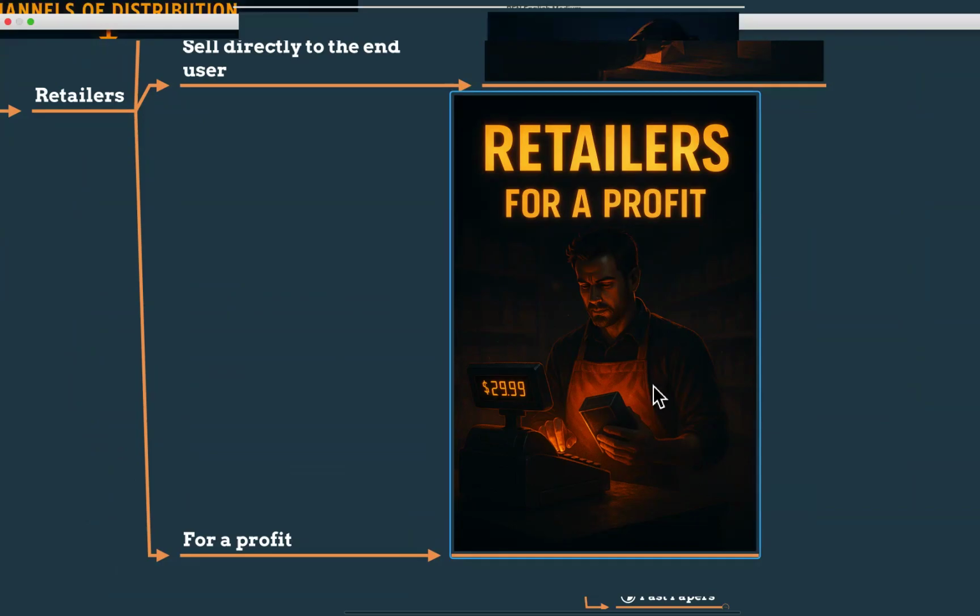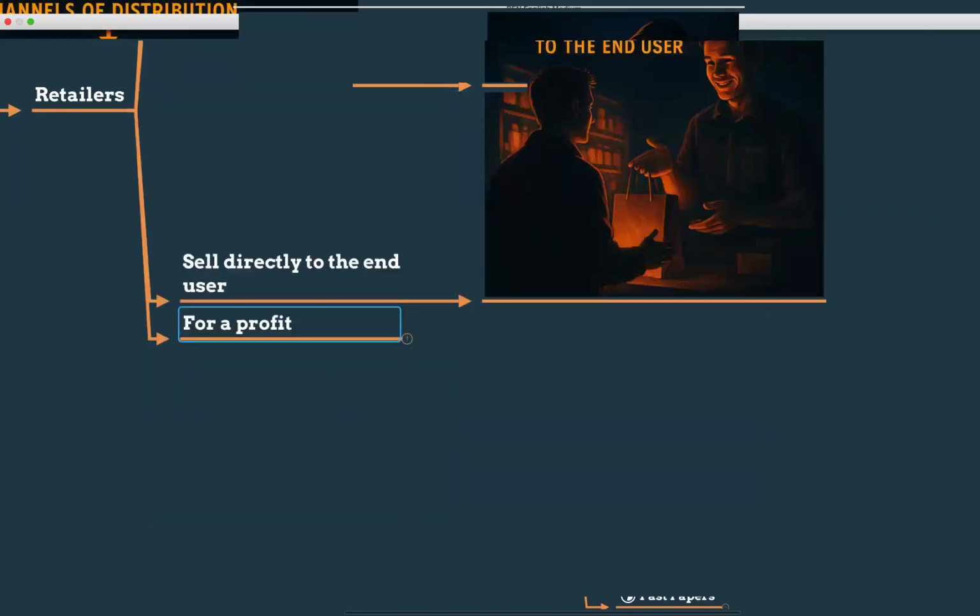And the matter is they will provide convenience, right? You don't need to travel kilometers to go to a retail shop. They are in your neighborhood. So they will provide convenience and service. They will bear the risk of unsold inventory because they are the owners of the product, right?